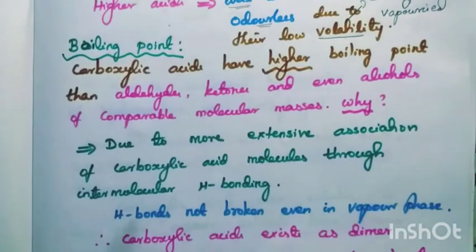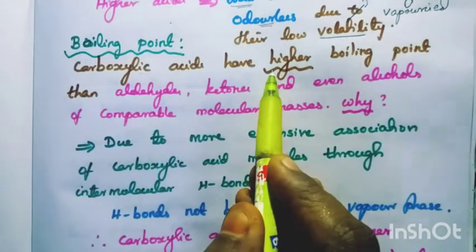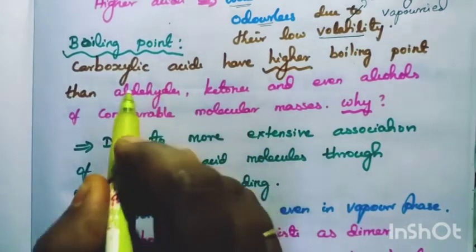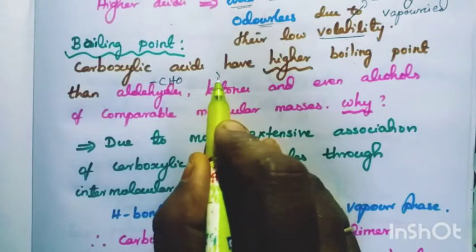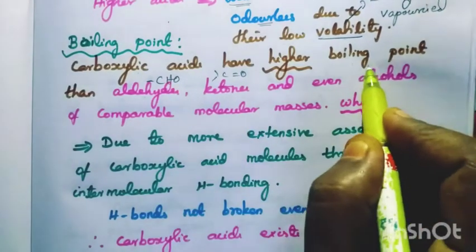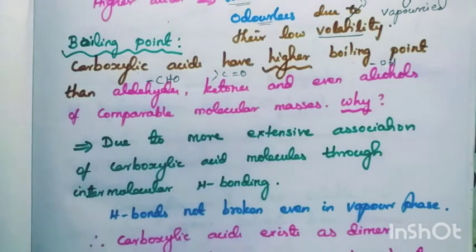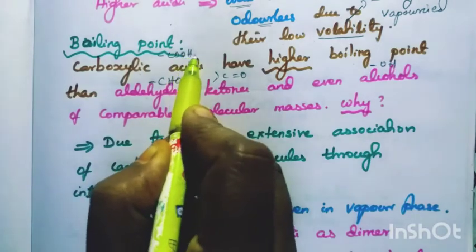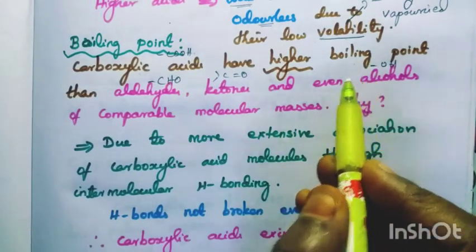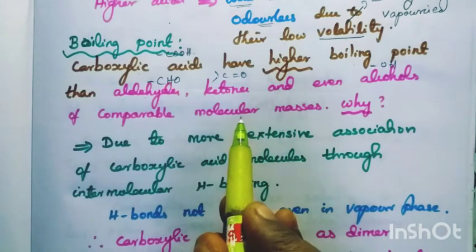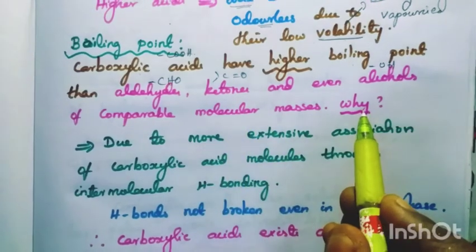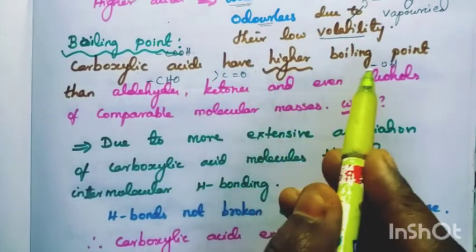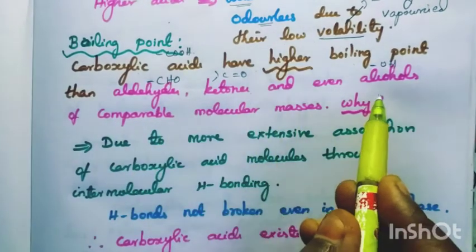Now the next property is boiling point. Normally carboxylic acids have a higher boiling point than aldehyde, a compound containing the CHO group, ketone, CO, and even alcohol, with the OH bond. Among all these functional groups, acids with the COOH group have a higher boiling point of comparable masses, that means similar masses, more or less. Why? This is one of the reasoning questions.